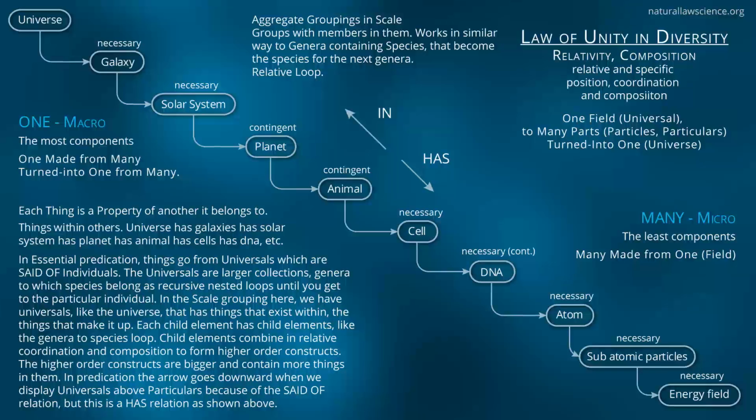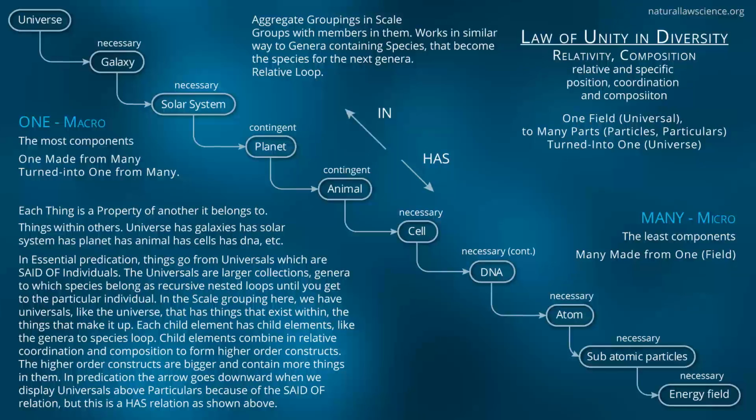So each thing is a property of another it belongs to. That's why the accidental and qualities and properties and characteristics I apply to everything in reality, whether accidental or essential, because properties exist in everything. So it's things within others. The universe has galaxies, has solar system, has planet, has animal, has cells, has DNA, etc.